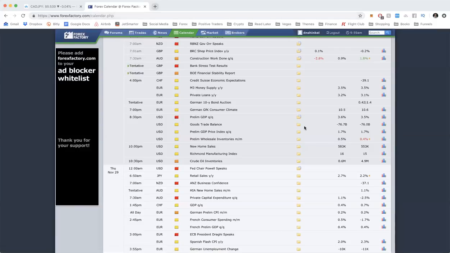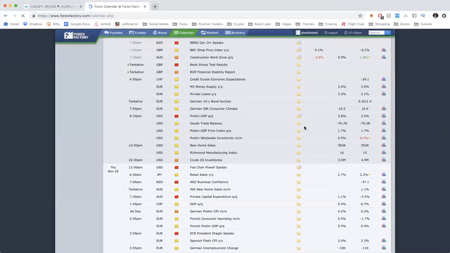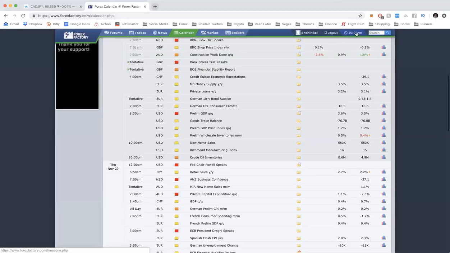First and foremost, I'm just going to refresh the economic calendar, make sure we have the most up-to-date information. It is currently 10:06 in the morning where I am. So keep in mind that the times on the chart are for where I am in Thailand. It's going to be a lot different than where you are. So make sure if you're looking at the economic calendar with me right now, that it is set to your time.